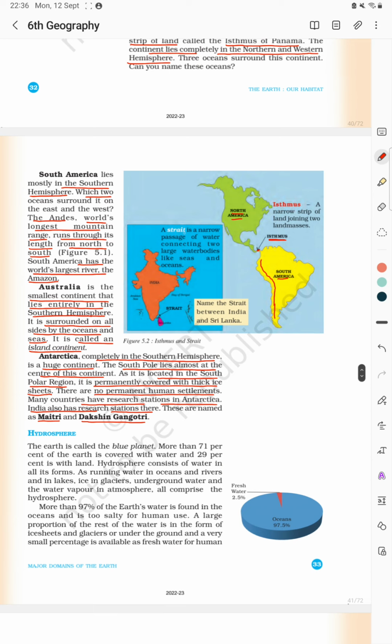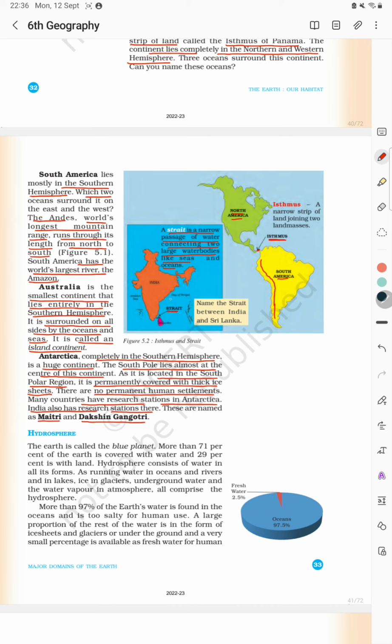Now a strait is a narrow passage of water connecting two large water bodies like seas and oceans. Like between India and Sri Lanka, there is a strait, that is the Palk Strait.